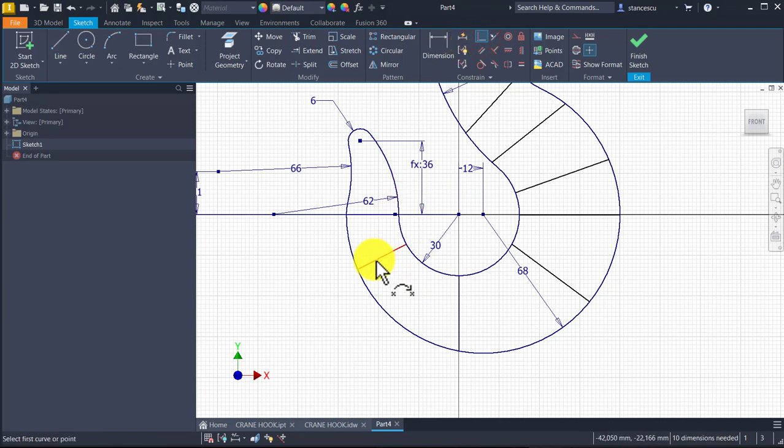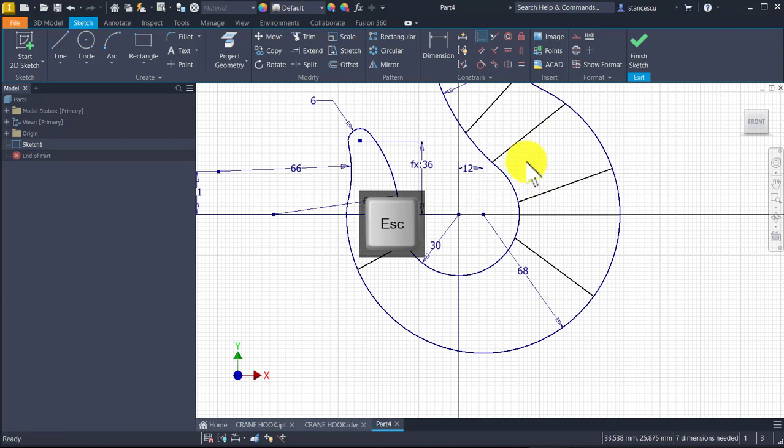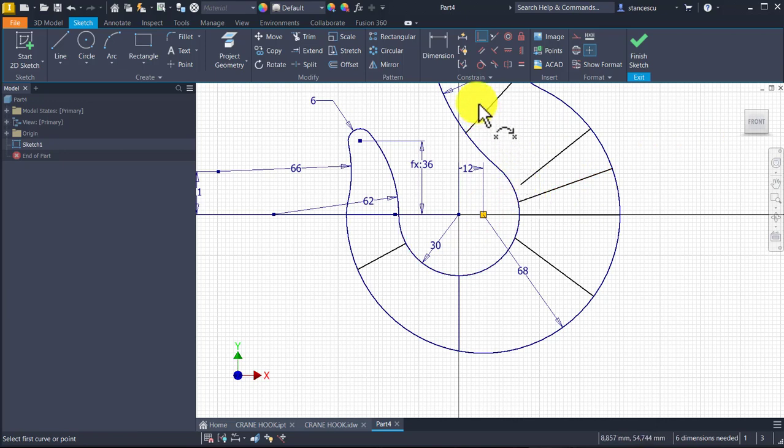Constraints. This must go here, this here, the other also here, and not the point but the line to be coincident with this point. You see, this was not on the arc, so I apply extend.